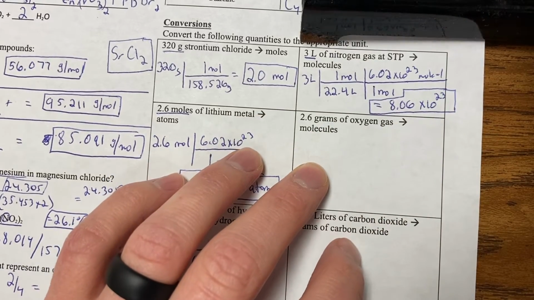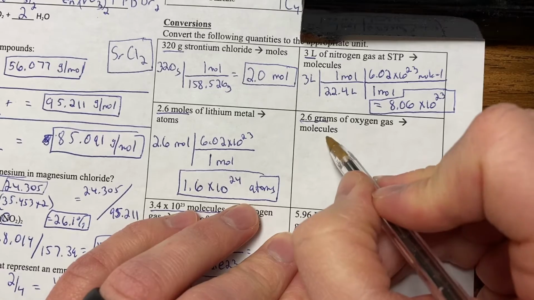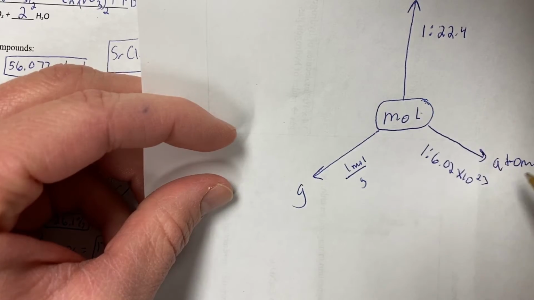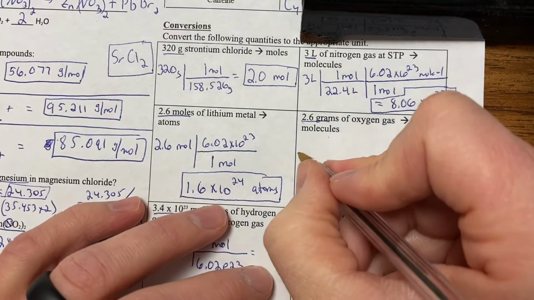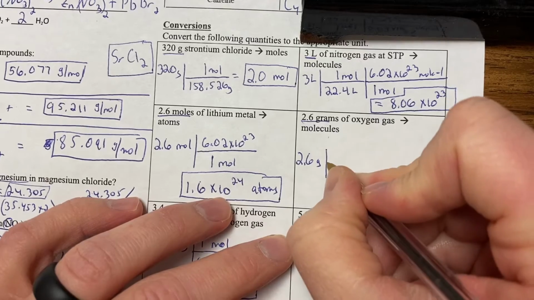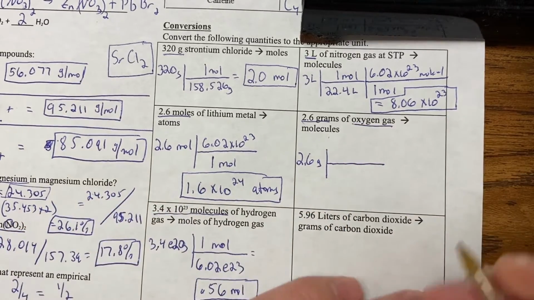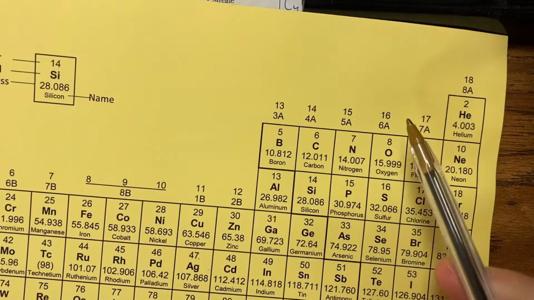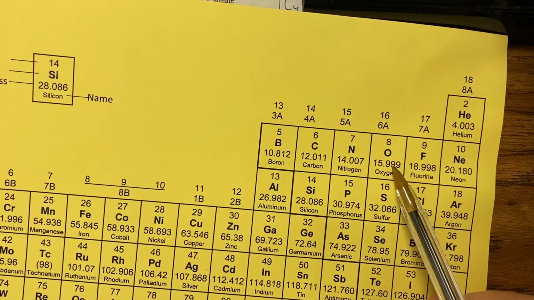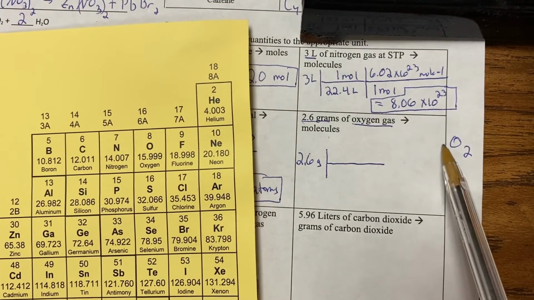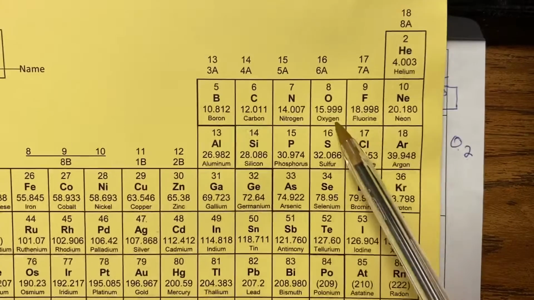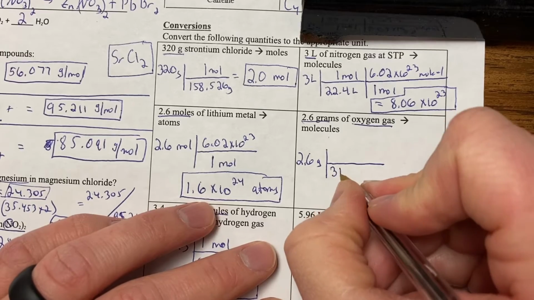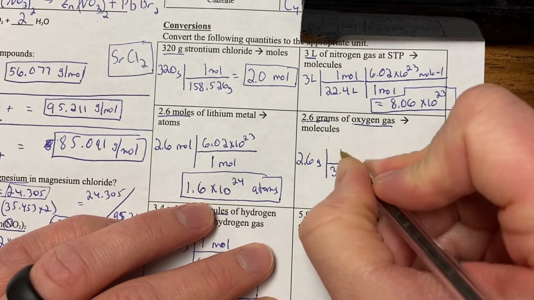All right, moving on, we have another multi-step problem. We're going to convert from grams to molecules, so we're going to go from grams to moles to atoms. We start off with 2.6 grams. Now we're talking about oxygen gas. This is a tricky one, O2. I look at my periodic table and say, well, oxygen is 15.999, which is true, but the chemical formula for oxygen gas is O2. So I've got to multiply this number by 2. That's 31.998 grams for 1 mole.